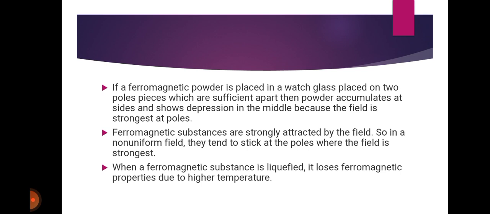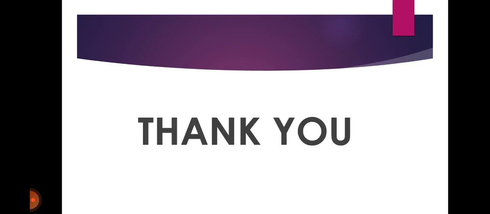Ferromagnetic substances are strongly attracted by the field. So, in a non-uniform field, they tend to stick at the poles where the field is strongest. When a ferromagnetic substance is heated, it loses its ferromagnetic properties due to the higher temperature.